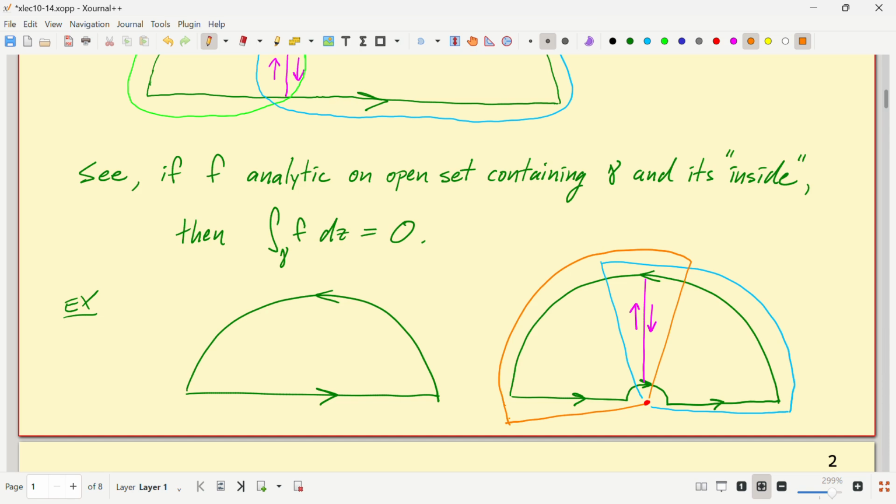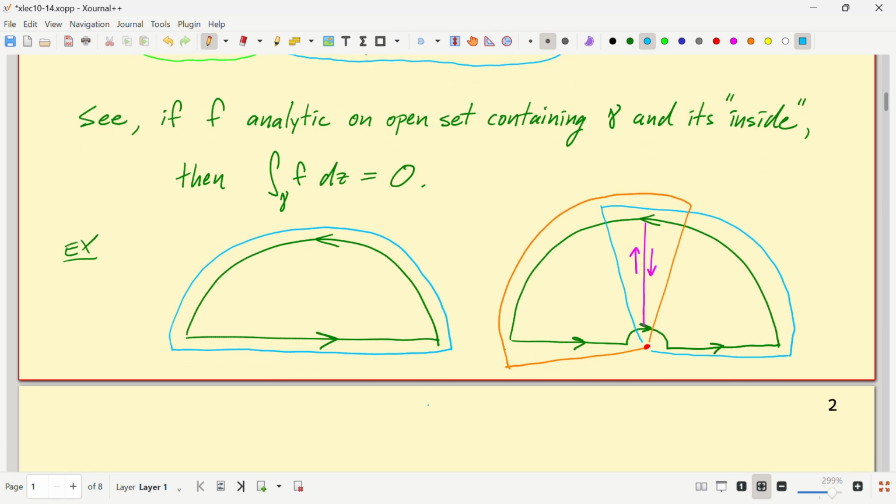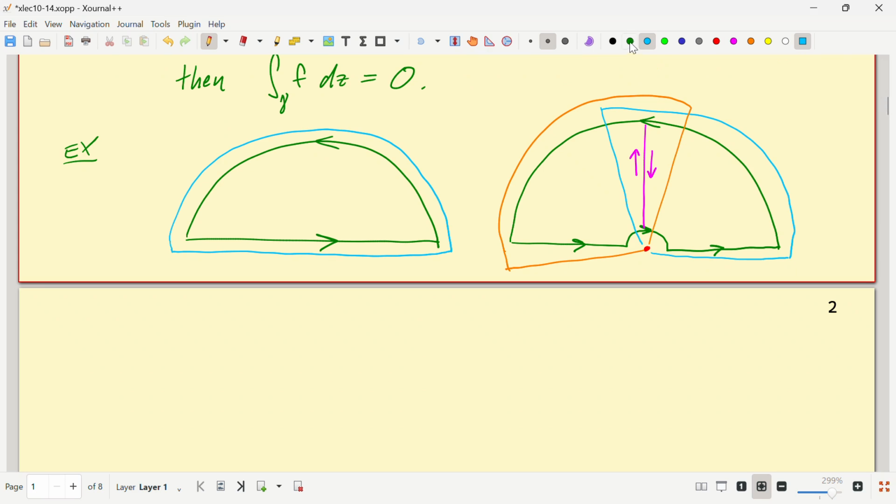Okay. This convex open set would be easy. In fact, I could just take a slightly bigger semicircle like that. Okay, so here's the baby residue theorem on toys that I'm going to apply today.